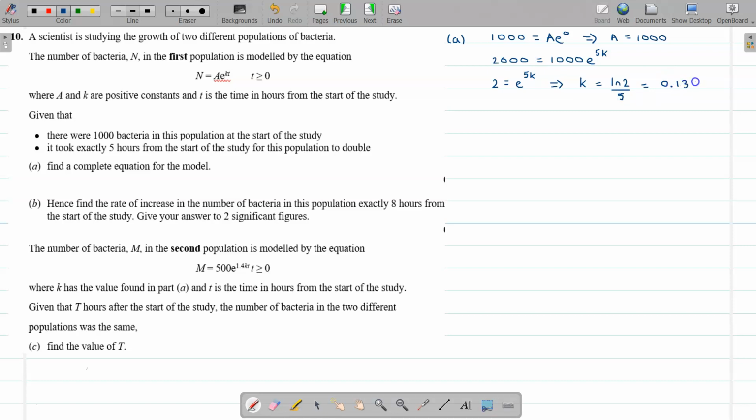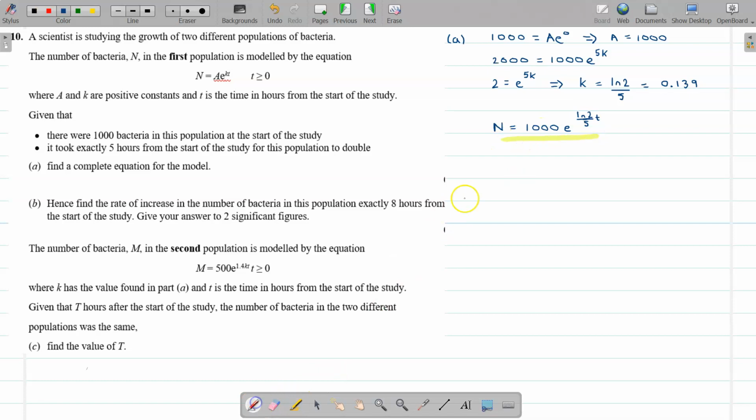Now you can use that in all the calculations that follow, and it does work quite accurately, but normally we would carry the exact value throughout the calculation. So I'm just making a note of that there. So the general model is that n equals 1,000 e to the power of log 2 over 5 times the time in hours, t. So that's the first part of the question in exact form.